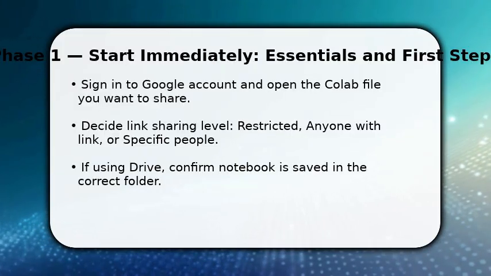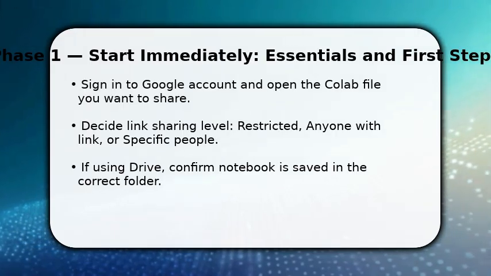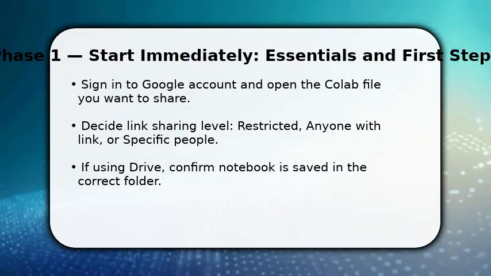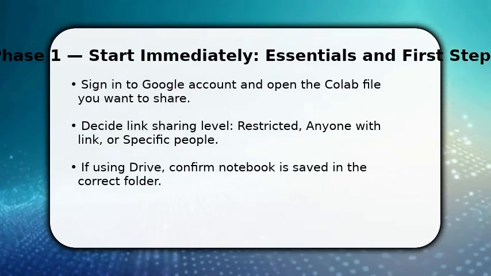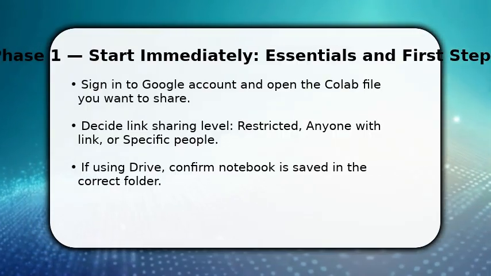You start by opening the Colab notebook and confirming it is saved in your drive. This avoids broken links later. Next, click the Share button in the top right to open the Permissions dialog. Choose whether to add specific emails or enable link sharing. Make that decision now because it affects access and editing rights.